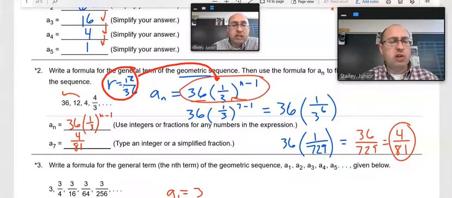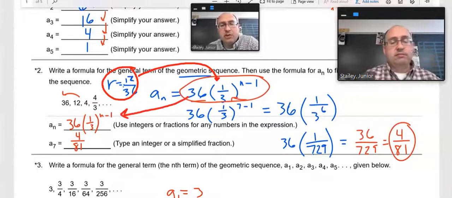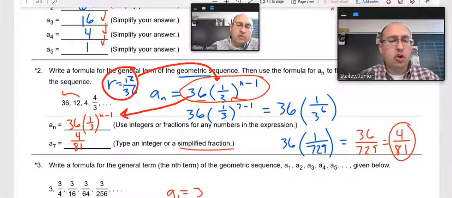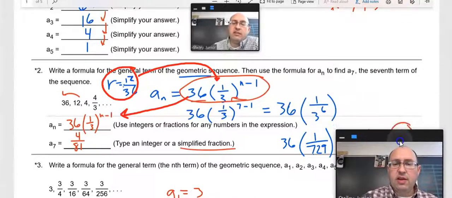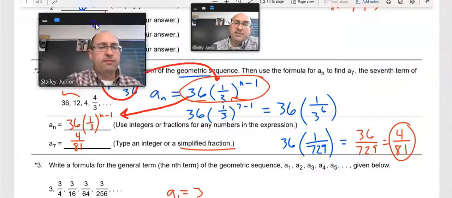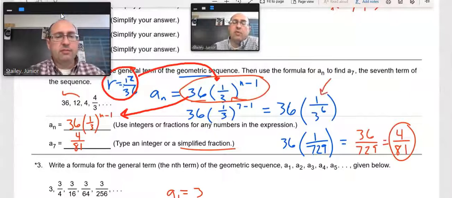Anyway, so now we're just plugging in. So that's the first answer, the right side of that equal sign. And then they want me to plug in 7 to find the 7th term, which you can't see because my face is covering that. Yes, the 7th term. Okay. Sorry about that. Yeah, I'm going to be covering it somewhere.